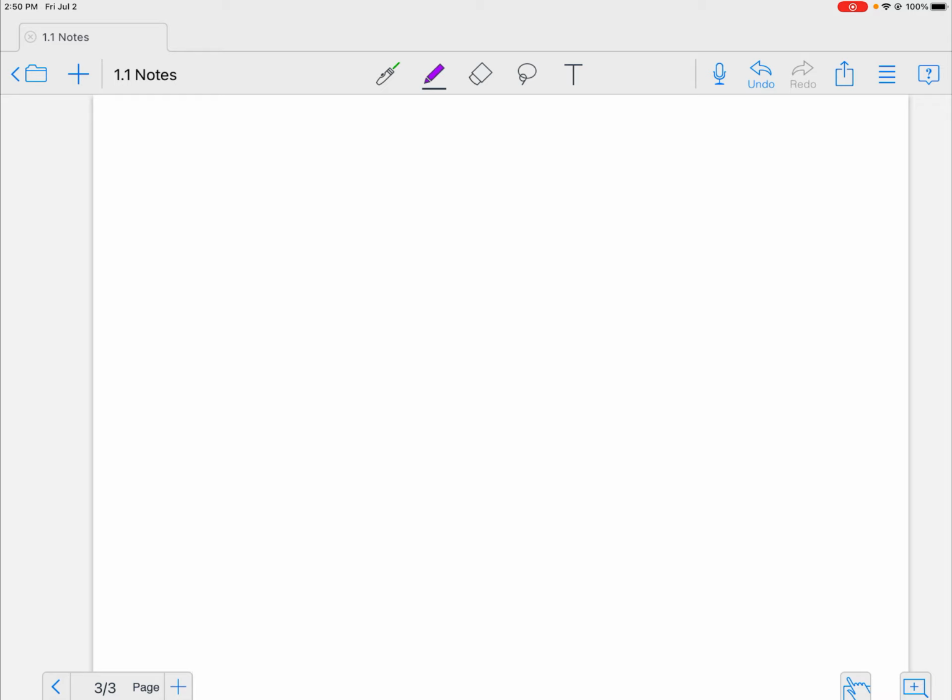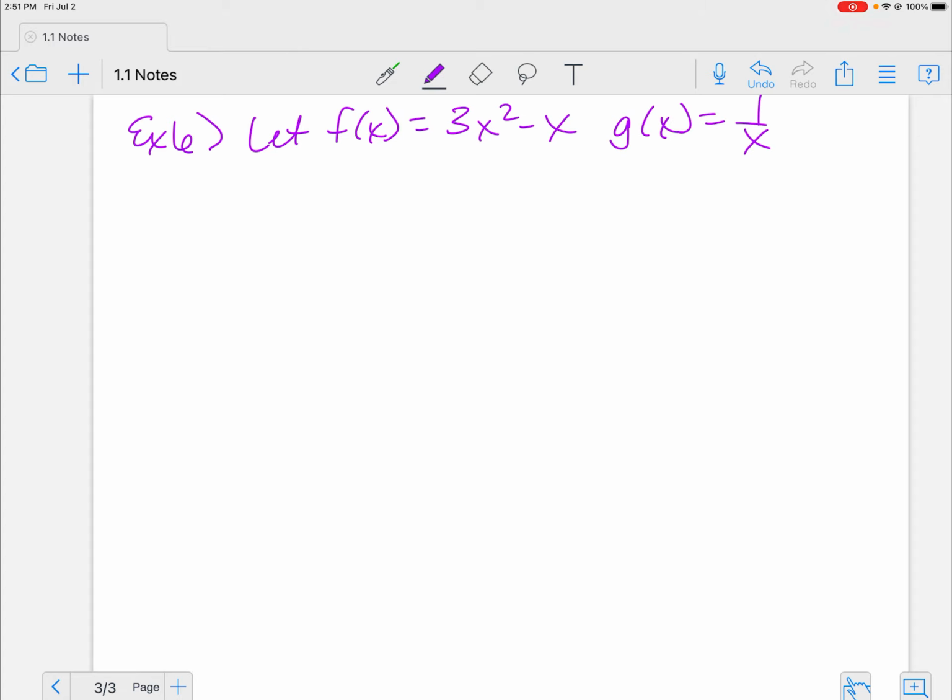So there's our basics of the functions. Now let's work with our functions a little bit here and see what we've got going for us. If I'm talking about composite functions here, so here's example 6. I'm going to let f of x is equal to 3x squared minus x and g of x is equal to 1 over x. I want to simplify these expressions.